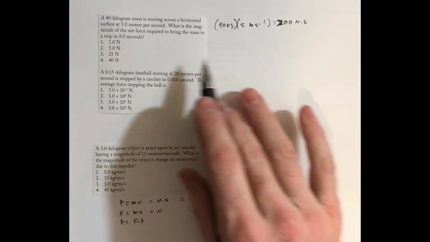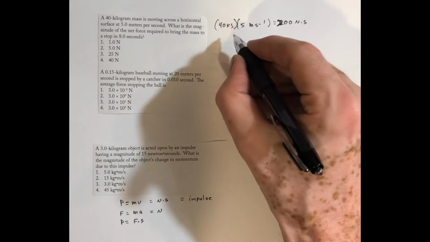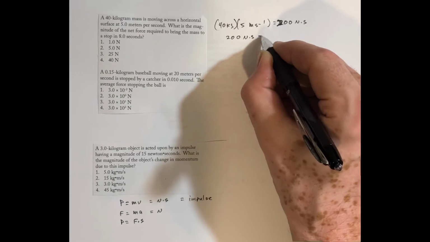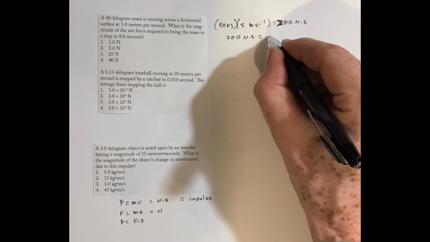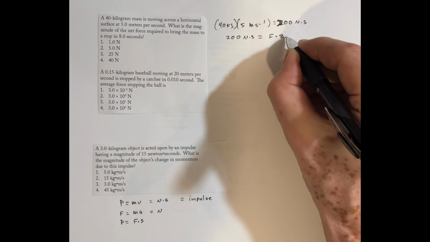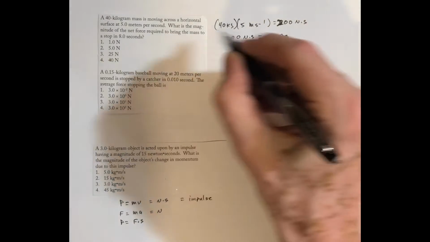Well, I need my net force to turn that into momentum, and I'm going to use this equation right here, where momentum is equal to force times seconds. So I'm going to take 200 newton seconds and set that equal to my force times my 8 seconds. If you look at that, that gets rid of my seconds, and I'm left with my force. So that's easy enough, right? 25 newtons. So my answer is 25 newtons.